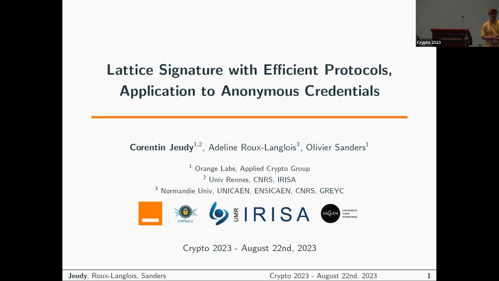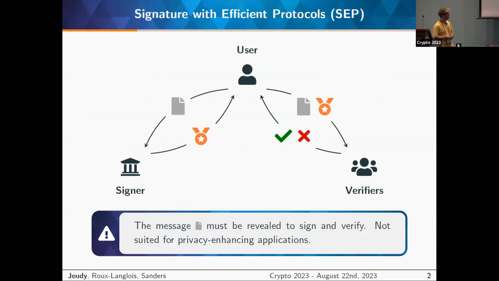Hello, everyone. Thank you for attending this session. Today, I want to present a joint work with Adeline Roux-Langlois and Olivier Sanders on a lattice signature with efficient protocols, which is a primitive that is very interesting in the design of signatures for privacy, essentially, and how we can use those signatures with efficient protocols to derive anonymous credential systems. So I'm going to first focus on the signature with efficient protocols, and we'll conclude the talk with the anonymous credentials part. But first, let's do a quick reminder on regular signature schemes.